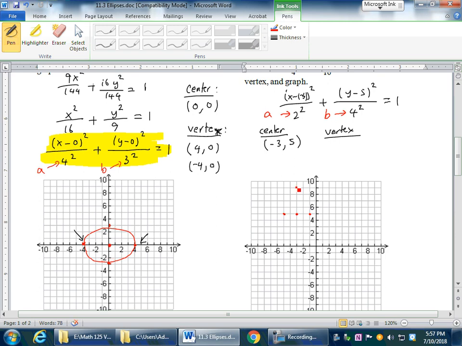So from here, you can clearly see that this ellipse is a vertical ellipse, right? So therefore, I can talk about the vertex, which is this point and that point. My vertex will be negative 3, 1, and another one is negative 3, 9. That will be my vertex. Now we got center, we got vertex, and then we got the graph also.